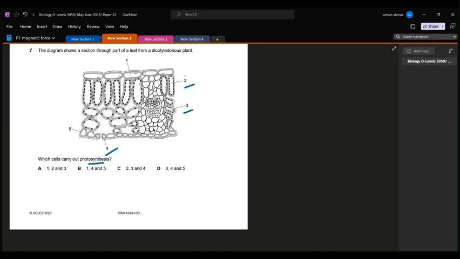But what are they? Number 2 is palisade mesophyll cells, number 3 spongy mesophyll, and number 4 is guard cells. So they are the main sites of photosynthesis in the plant because they contain chloroplast. So C is the correct answer.